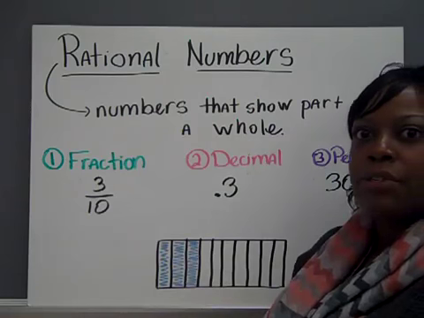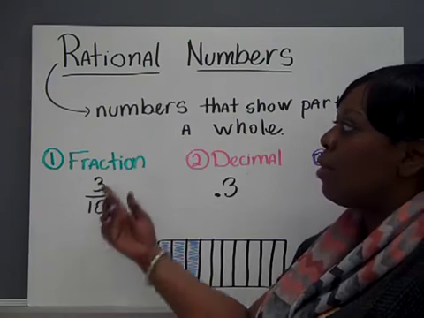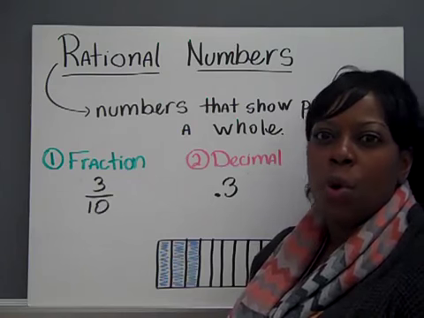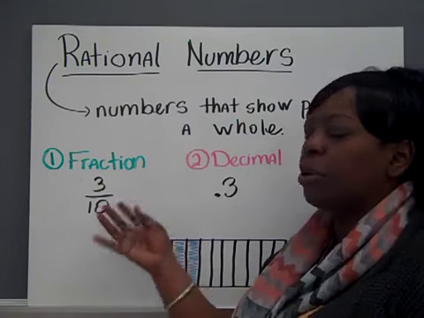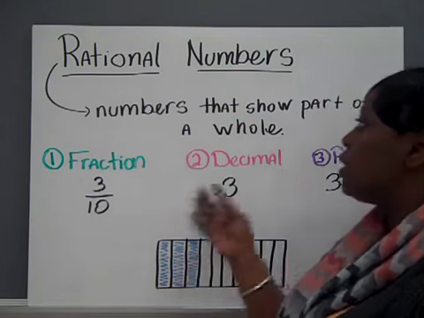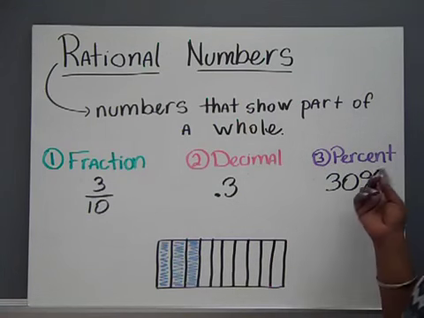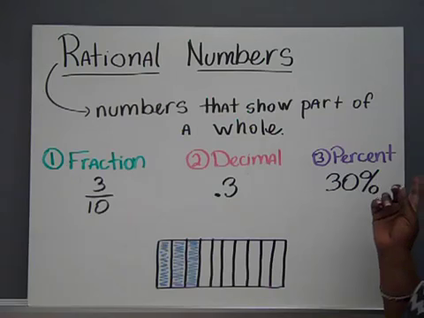There's actually three types of rational numbers that we're going to talk about. The first being a fraction. Fractions we've been working with for quite some time this year, so we should be pretty comfortable with fractions. The second form of rational numbers, a decimal. And then lastly, a percent.